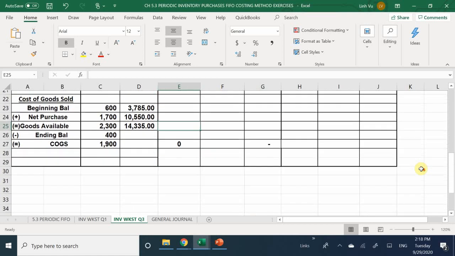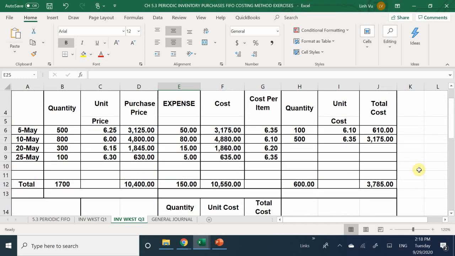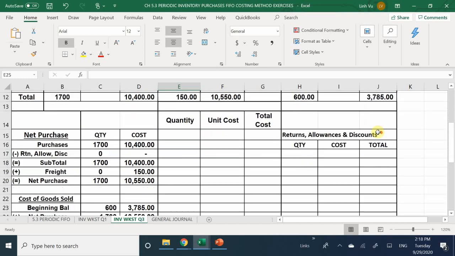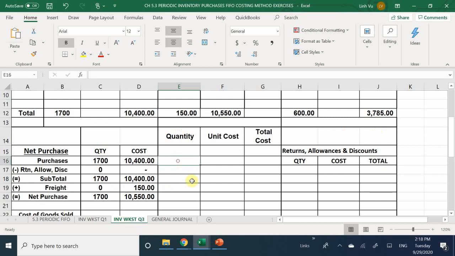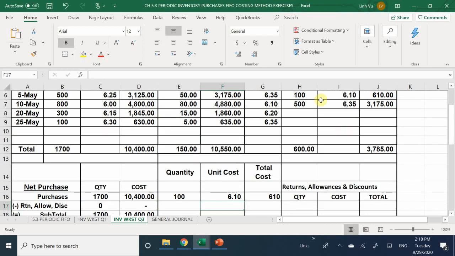So, with that being said, I sold a total of 1,900 items. So, where am I going to take away first? Which batch am I going to take away from first? Well, first the 100 on hand, right? Yes. Good. We're going to get rid of that whole entire thing, right? Our first 100 is going to be for the $610, right? Right. And in this case, I'm going to make sure I tell myself where I got this piece of information from. Okay. All right.